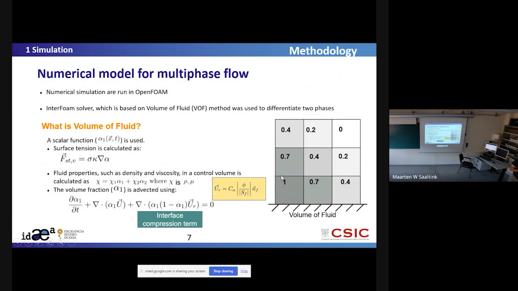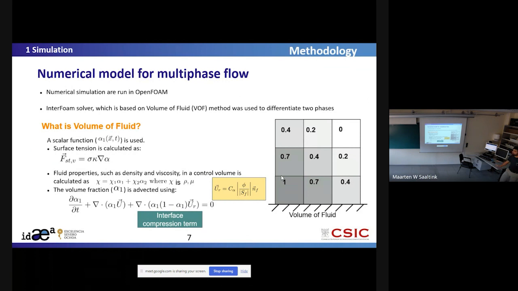Like I said, the way that we solve these equations is in a numerical simulator called OpenFOAM. We use the interFOAM solver, and we use the volume of fluid method to differentiate two different phases. And volume of fluid, as you may or may not know, I'll briefly describe what it is. It's a way to solve our governing equations and a way to add two phases in our equation.